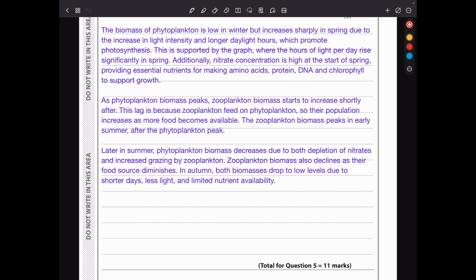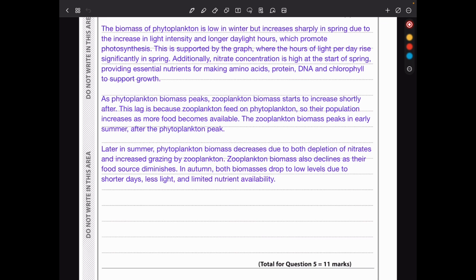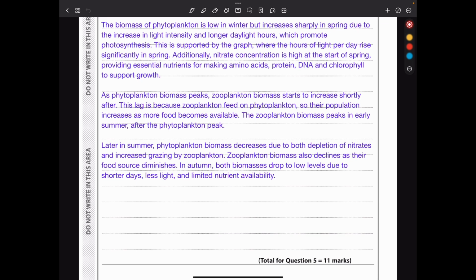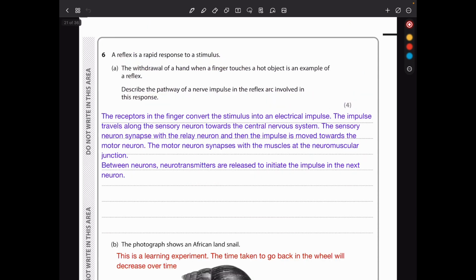Later in summer, phytoplankton biomass decreases due to both depletion of nitrates and increased grazing by zooplanktons. The zooplankton biomass also declines as their food source diminishes. We can see in autumn both biomasses drop to low levels due to shorter days, less light, and limited nutrient availability. We see as the nitrates are low already.